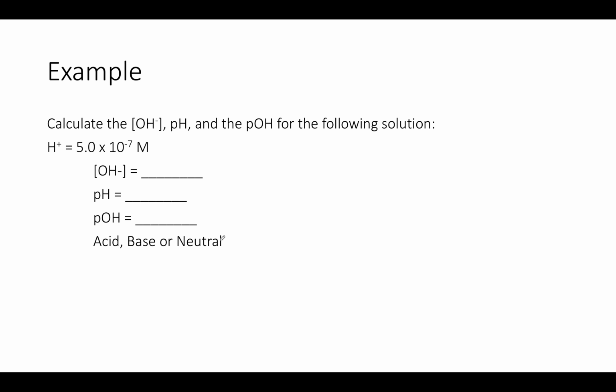So I have 3 examples or so of how this math would work. This would be example 1. What we are asked is to calculate the OH concentration, the pH, and the pOH for the following solution, and determine whether it's an acidic, basic, or neutral solution, which we determine from the pH. First thing I'm going to go after is the pH, and the pH equals the negative logarithm of the hydrogen ion concentration, which we've been given.